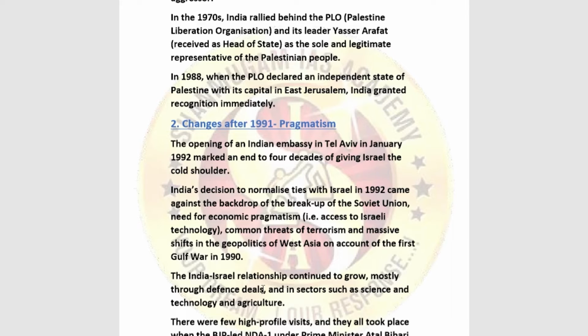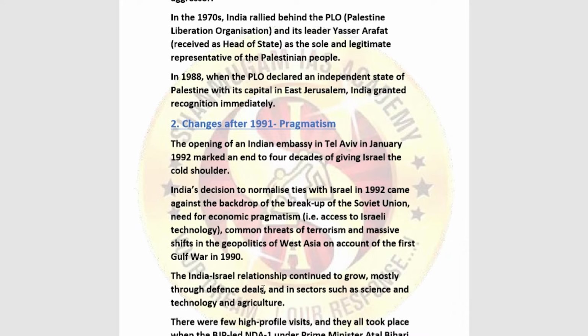When the Palestine Liberation Organization declared an independent state of Palestine with its capital in East Jerusalem, India granted recognition immediately. So here we need to understand one point. In 1948, when Israel declared itself an independent state, India didn't recognize Israel; they took time to recognize it. But in 1988, when Palestine declared independence, India granted recognition immediately. From this we know that India was very much leaning towards Palestine at that time.